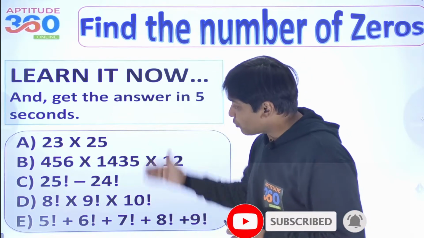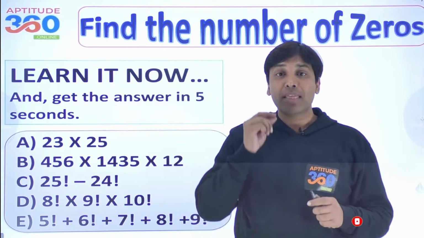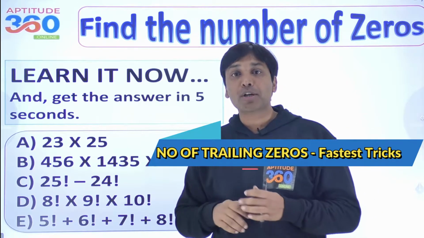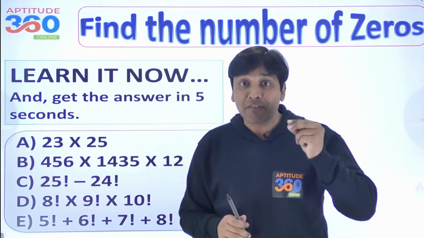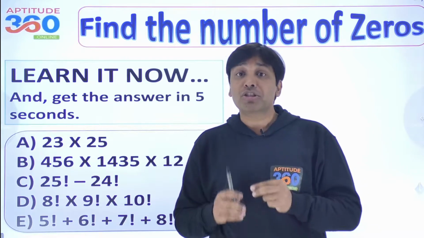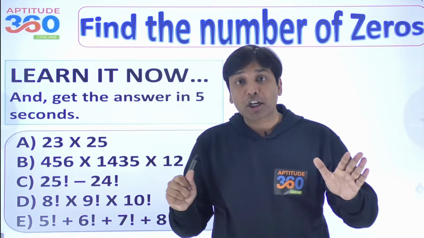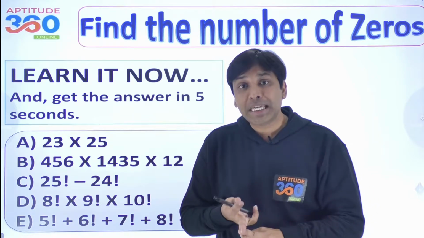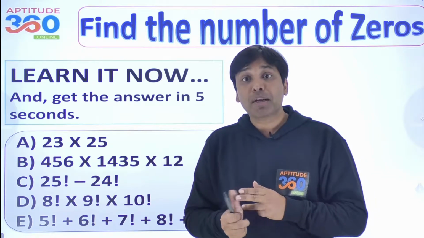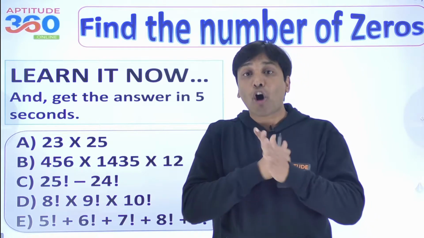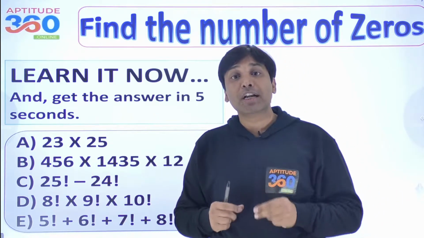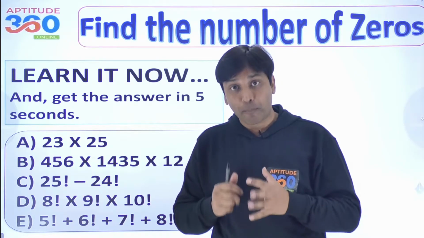The problem I'm trying to talk about here is the number of zeros at the end of any number or product of numbers. And this concept is way too simple. It gets utilized in almost all the competitive examinations, you name it, be it CAT, GMAT, SSC, banking, UPSC prelims. And the icing on the cake is that this is so simple to understand. Within 10 minutes you can understand this particular topic, right?